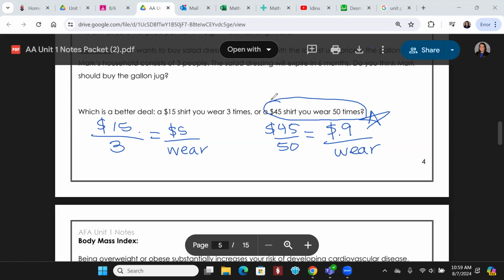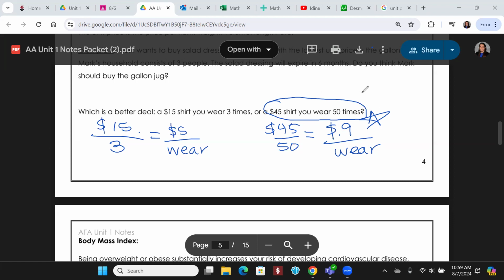Now, do you have some clothes that you only wear like 3 times a year? Yeah, like special occasions and that kind of stuff. So sometimes it's good to have those clothing items. But if you're trying to buy something for everyday wear, you also want to look at how much it costs, right?